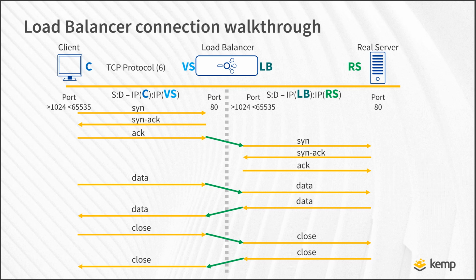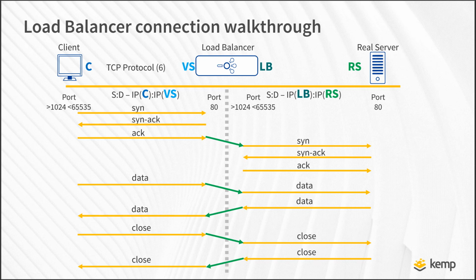This diagram looks complicated at the beginning, but let me break it down for you. So here at the top, you see the client, the load balancer, and the real server from left to right. I put the IP addresses, the C for the IP address of the client, the VS for the IP address of that virtual server or the VIP. And then we have a load balancer address on the right-hand side for the load balancer as well, and an IP address for the real server.